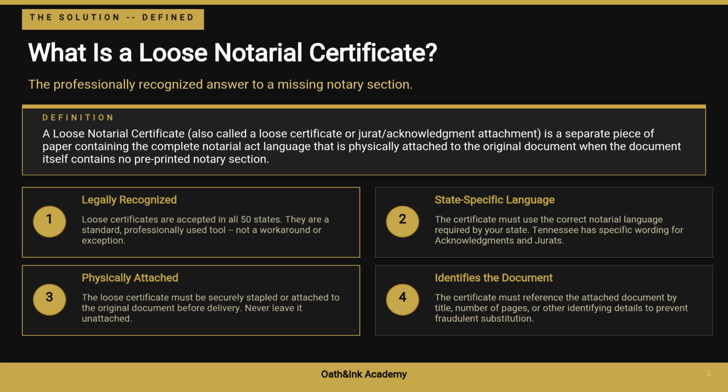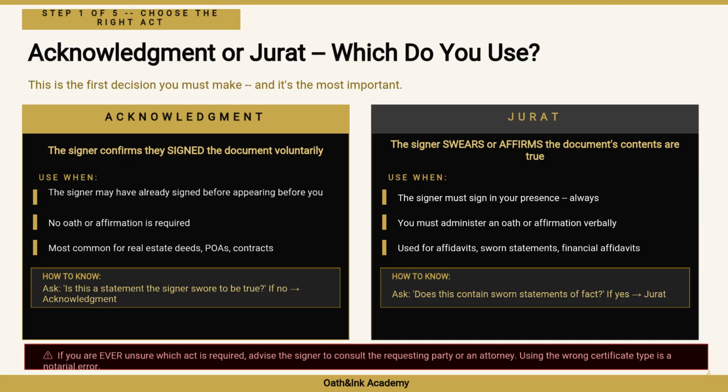3. It must be physically attached to the document before it leaves your hands. Staple it securely. Never leave a loose certificate unattached. Why? Because an unattached certificate can be fraudulently paired with a different document later. 4. The certificate must identify the document it's attached to. It's worth noting that the identification language is what creates the legal link between your certificate and the specific document you notarized.